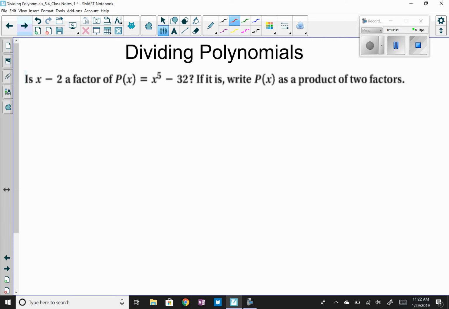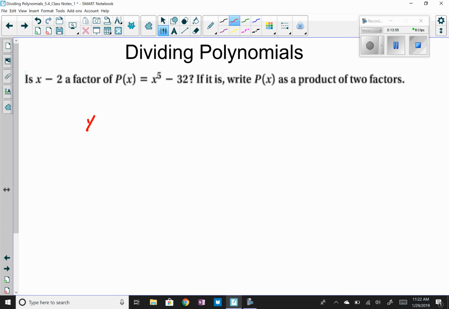All right, here they want to know, is x minus 2 a factor of p of x equals 5x to the fifth minus 32? If it is, write it as the product of two factors. Okay, first we need to find out if it's a factor. We need to see when we divide, did we get a remainder of 0 or something else? If we get a 0, we know x minus 2 is a factor. So we need to set this up.